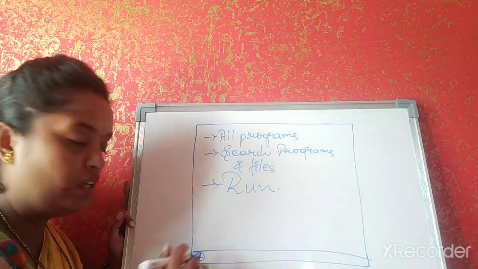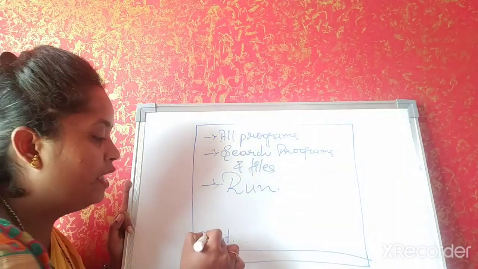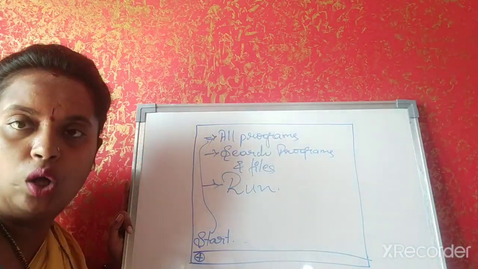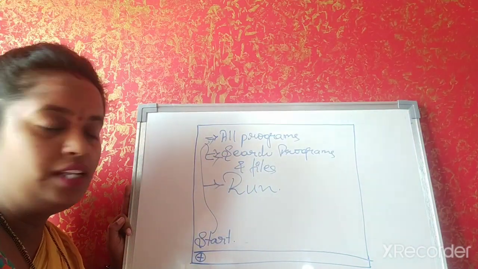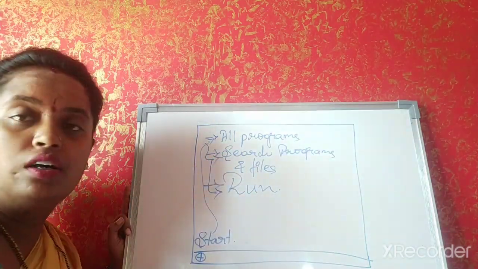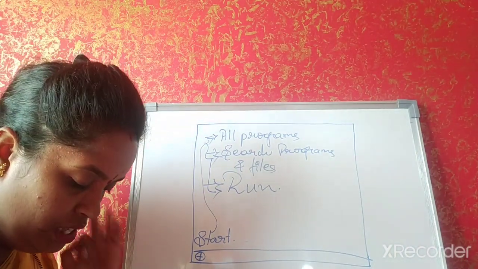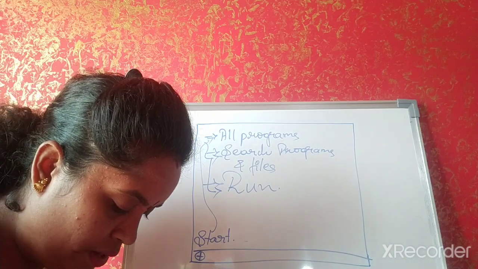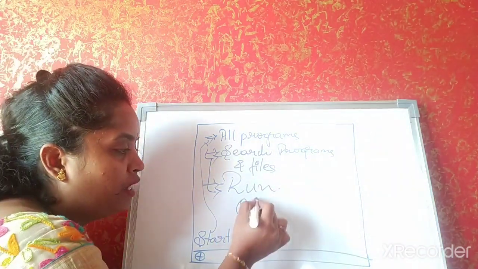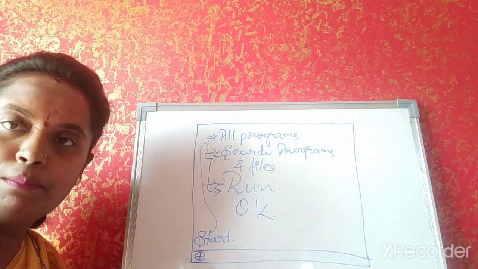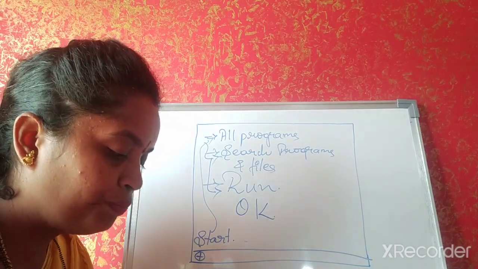First you are supposed to click on the start button, then click on all programs, then click on search programs and files, then the last option will be run. Then that application will start to run. Type the name of the program which you want and click on the OK button. Understood, children? So this is what you are supposed to do.